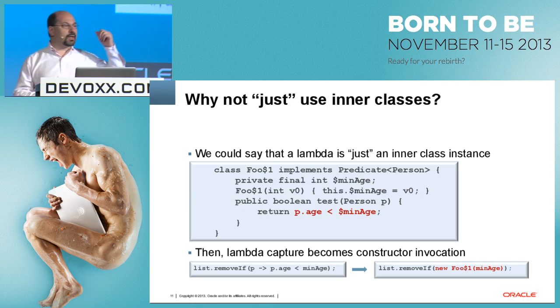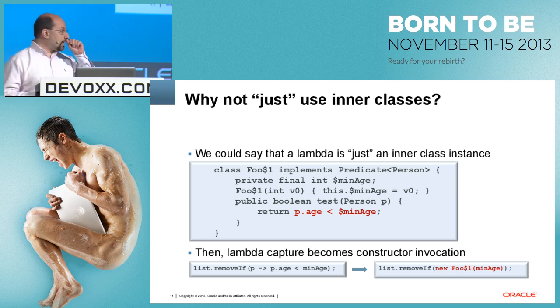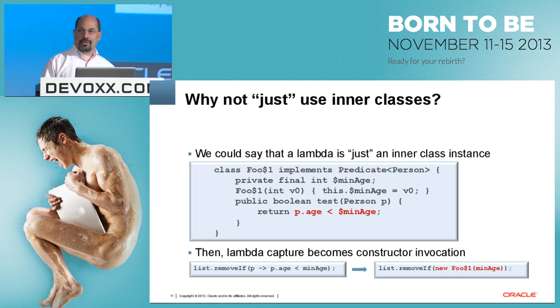where we would say a Lambda is just an instance of an inner class, and when you saw the Lambda expression that I'd showed on the previous slide, the compiler would generate code like this, generate an anonymous class, foo$1, it implements predicate, it has a field to hold the captured variable, it has a constructor that accepts the captured variable, and its one method, all it does is execute the body of the Lambda expression. That would have been really simple.